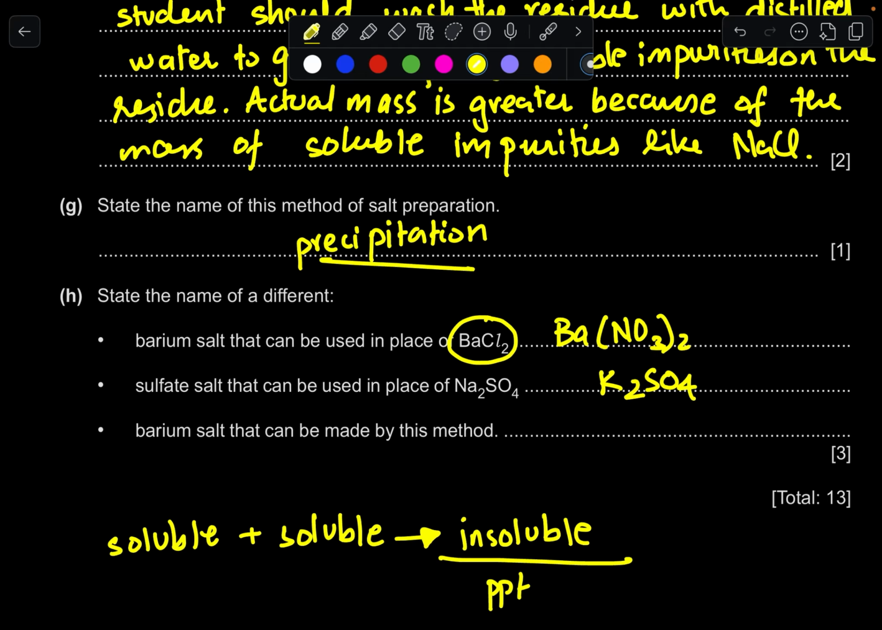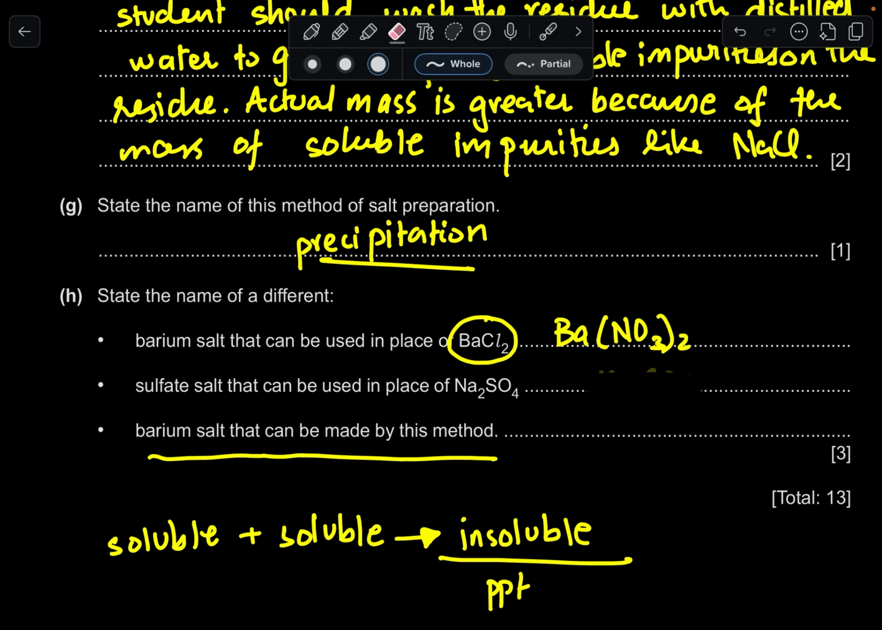I should state the name of a different barium salt that can be made by this method. Okay, so we can prepare a different barium salt. Can we prepare barium chloride? No, because barium chloride is going to be soluble. That's why we've taken it. So which barium salt is insoluble? State the name of a different barium salt that can be made by this method.